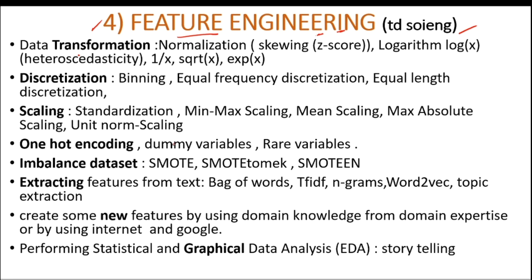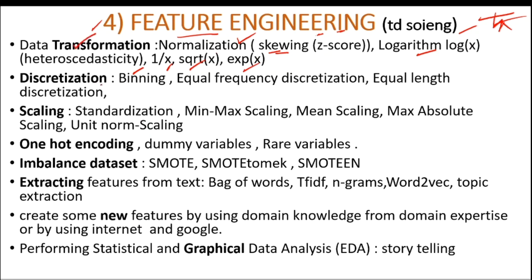And data transformation means if there is skewness in the data, or kurtosis in the data, or heteroscedasticity in the data. I have already covered homoscedasticity and heteroscedasticity in another video. This is the link, you can check out this video. If there is skewness in data, we can use normalization of the data. If there is heteroscedasticity, we can take the logarithm of the input variables. We can use 1 by x, reciprocal, square root of x, exponential of x. These are all the techniques of data transformation.